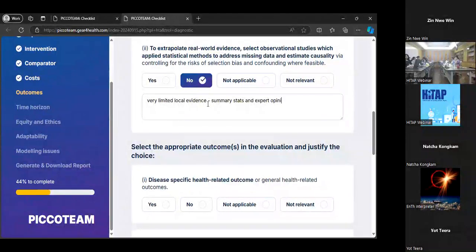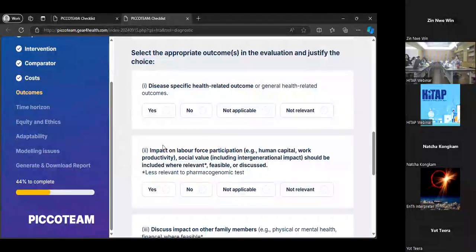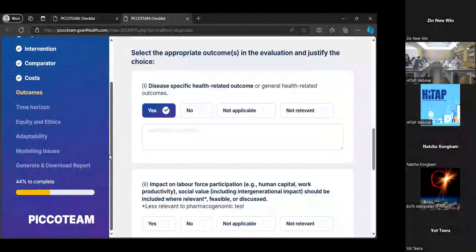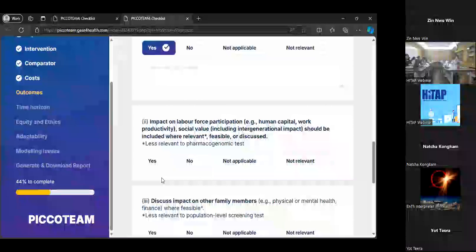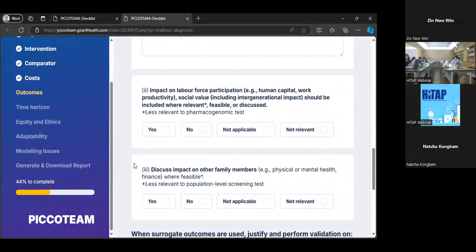Okay, so once you identify the outcome, you need to also specify whether it's disease specific or general. For us, we use disease-specific outcomes because we follow an established model to identify the preventable cases of cardiovascular diseases, and then the relevant outcomes like death, the healthcare for the cardiovascular conditions, and the impact.